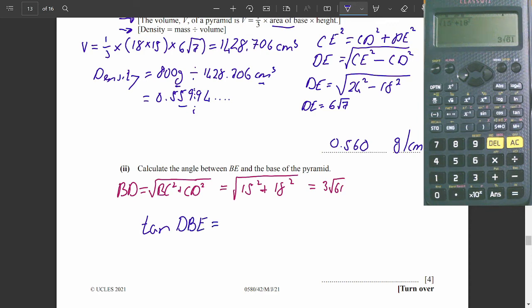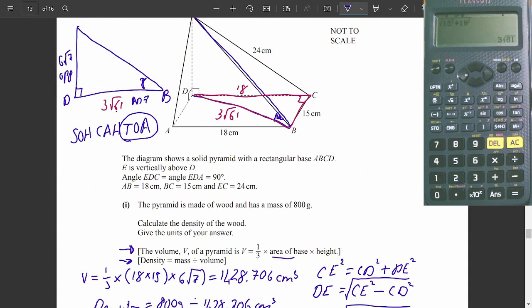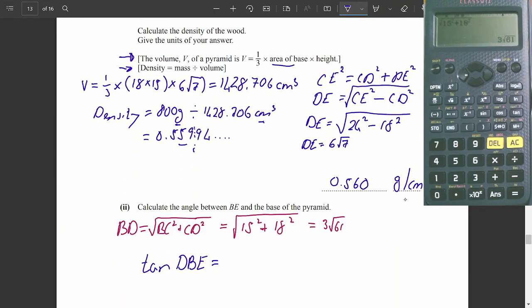Tan is the opposite over the adjacent. Let's just have a look again. The opposite was 6 square root 7, and the adjacent was 3 square root 61. So to work out the angle, DBE, we need to move that tan across, which gives us the inverse of that, tan to the power of minus 1, 6 square root 7 over 3 square root 61.